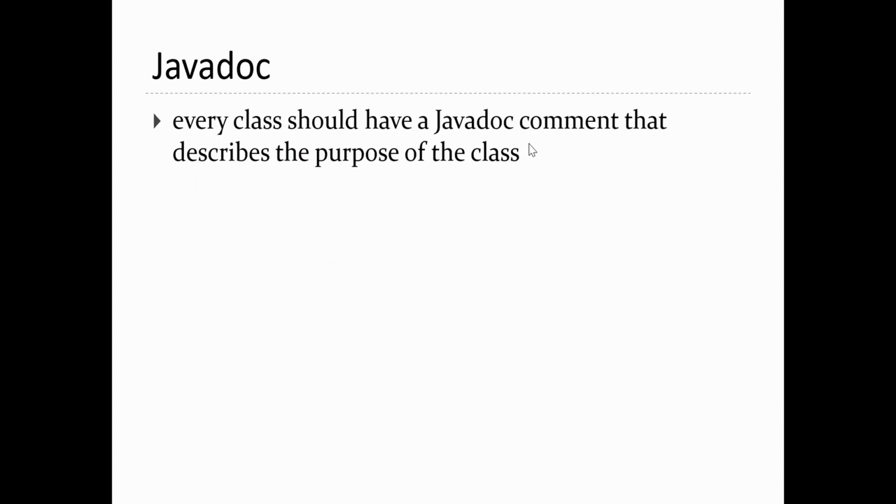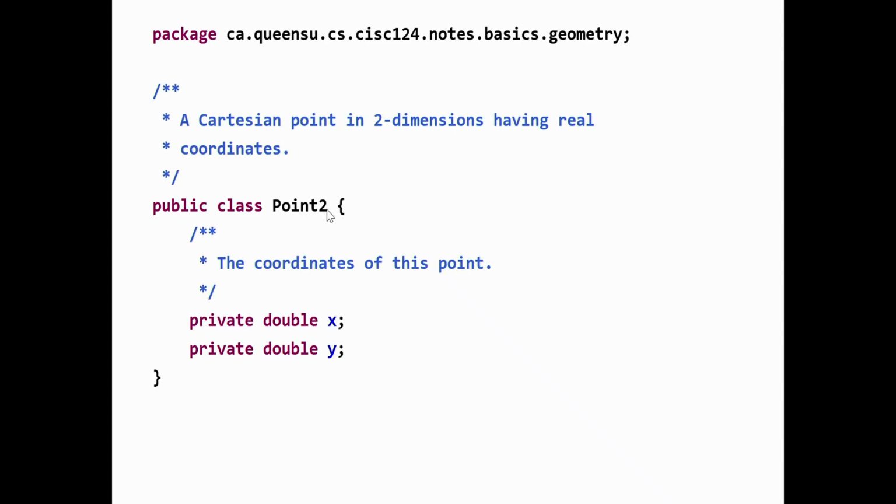Whenever you create a class or a method or whatever else, you should document it, especially if that class is meant to be used or read by somebody else. Every class should have a Javadoc comment that describes the purpose of the class. Our little Point2 class is just a two-dimensional point, so there's not really a whole lot you want to say, but you should have a little Javadoc comment that tells people what this class is meant to be used for. We put a Javadoc comment at the top of our Point2 class and tell people that it is a Cartesian point in 2 dimensions having real coordinates.